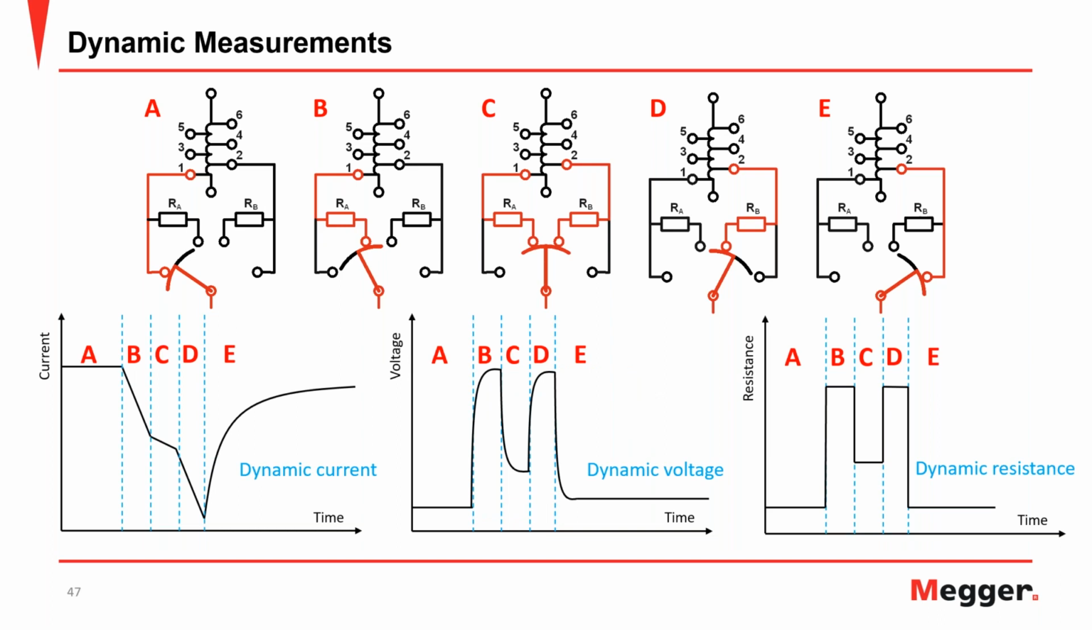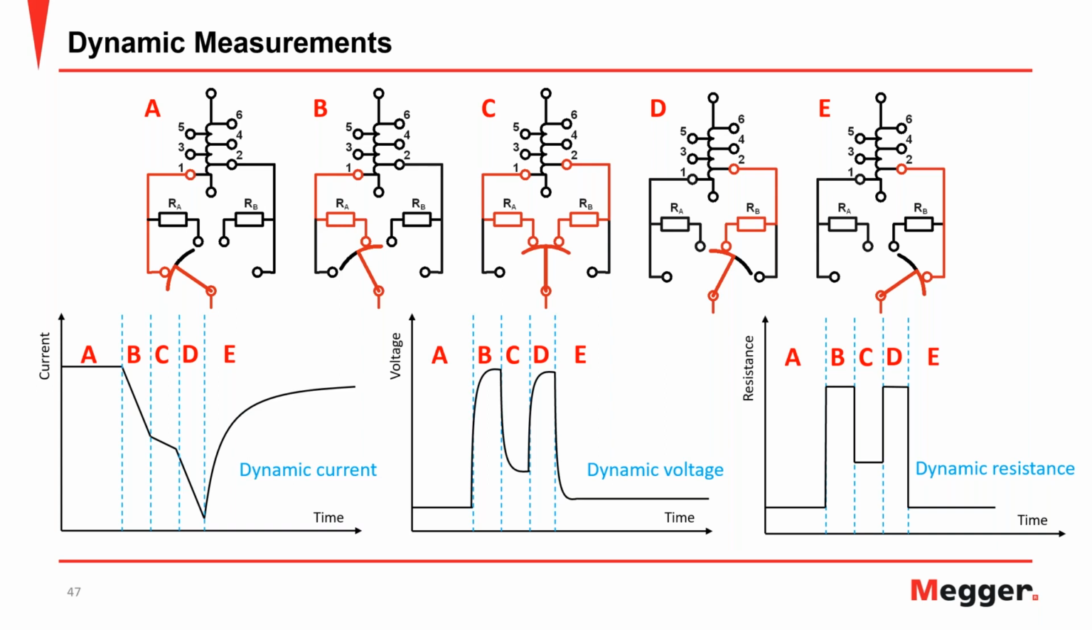So we looked at dynamic current measurement in the previous slide to understand and explain the process. There are three methods when you're dealing with dynamic measurements. First is the dynamic current that we saw. Next is the dynamic voltage, and the third one is the dynamic resistance. Now, the dynamic current and dynamic resistance methods are more common, and depending on what type of tap changer you're testing, you will get a response accordingly.